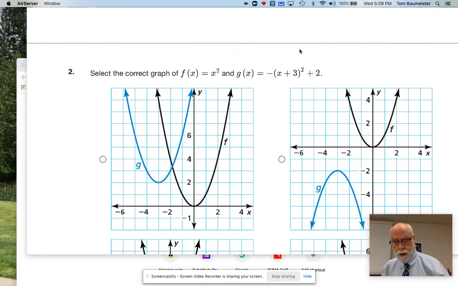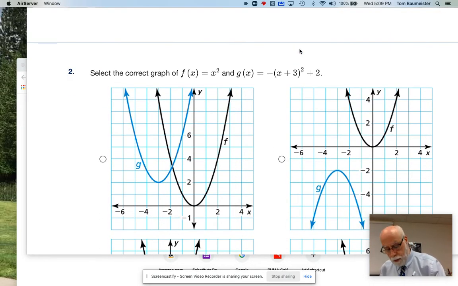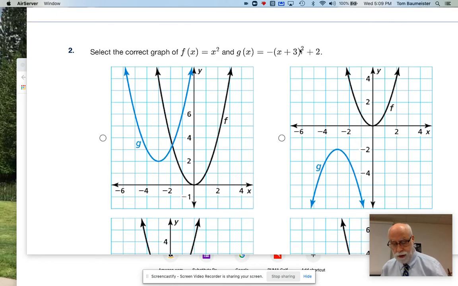Number 2, same kind of thing. Remember I told you on this one here, there's a negative on the outside, so it's going to be a reflection over the x-axis. So if it was opening up, it's going to open down. So knowing that, you can get rid of this one here right away.